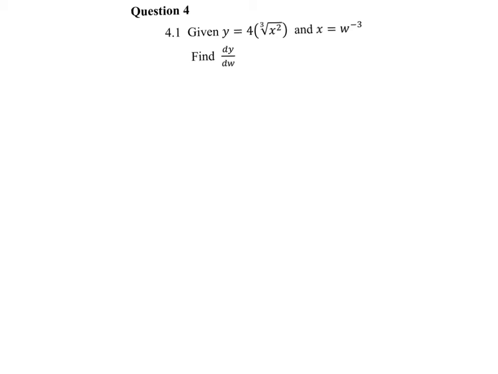Now here, this is an interesting question, where y is equal to 4 times the cube root of x squared and x is equal to w to the power of negative 3. So here, the variables are y, x and w. The question is now dy over dw. That means I have to write y in terms of w. So first I have to make y the subject of the formula in terms of w. That is our aim first. So I have two equations, 4 times x to the power of 2 over 3. First I will change the radical form into exponential form. So this is my equation number 1, and I have x is equal to w to the power of negative 3, which is my equation number 2.